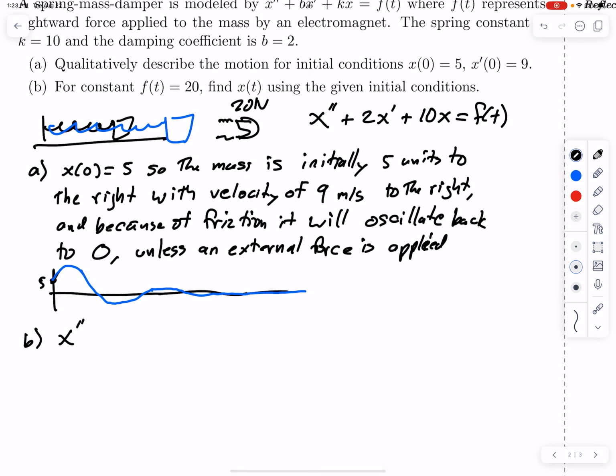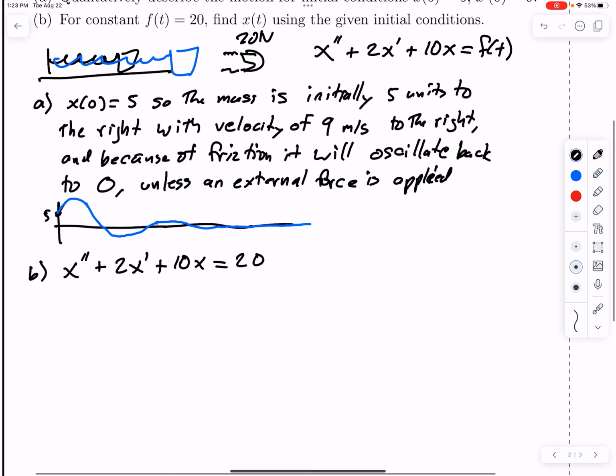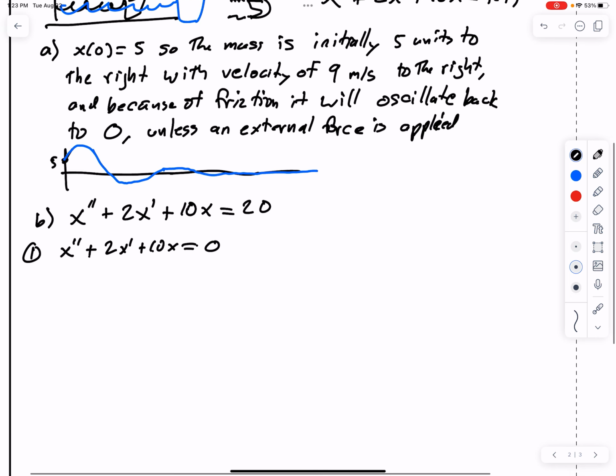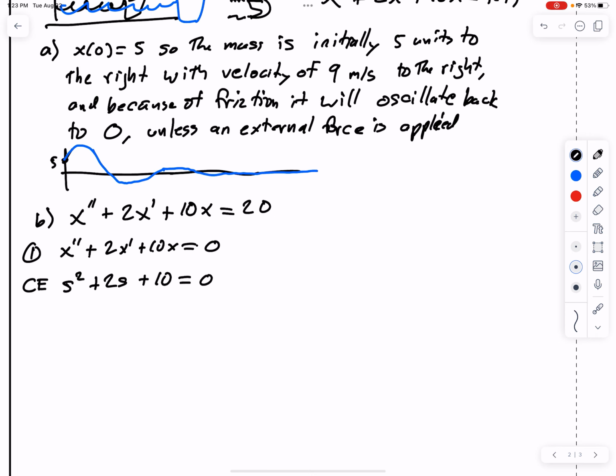So here we go. x double prime plus 2x prime plus 10x equals 20. First, I'm going to solve the homogeneous problem. So that's x double prime plus 2x prime plus 10x equals 0. The characteristic equation would be s squared plus 2s plus 10 equals 0. The quadratic formula would give you s equals -2 plus or minus the square root of 4 minus 40, all over 2.